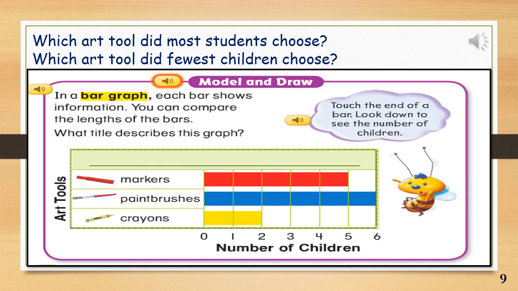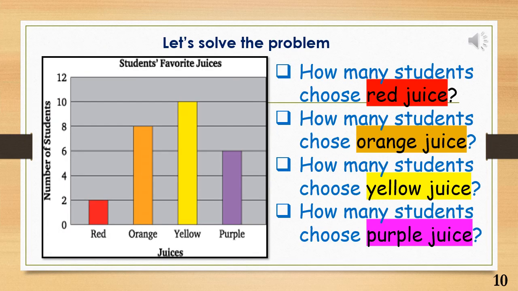Slide number 9. Continuing with the same bar graph, which art tool did most students choose? Looking at the art tools, we see that most children chose the paintbrushes, since there are 6 children who chose paintbrushes. Which art tool did fewest children choose? The crayons. Very good. Slide number 10. Let's solve the problem together.